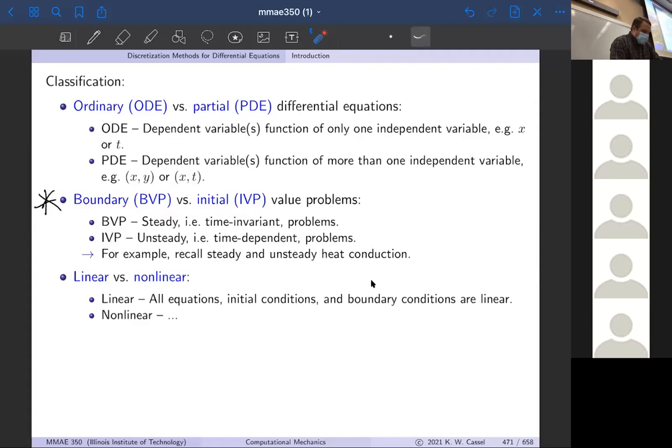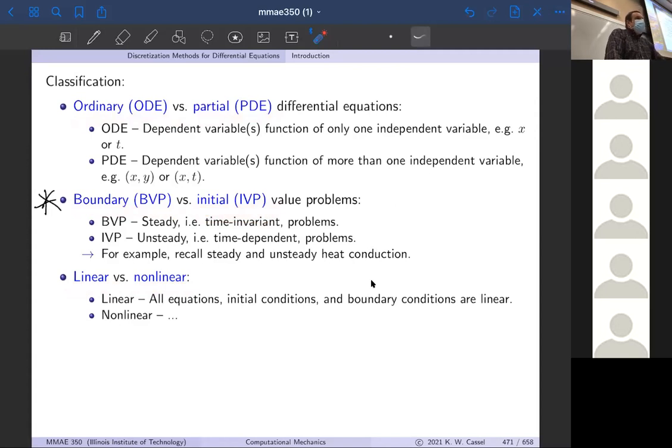Now, if it's a linear versus nonlinear boundary value problem, okay, that'll have some important consequences, but not the most important consequence, which is the basic approach to the solution. Same thing with IVP. You can have linear and nonlinear IVPs. And again, whether it's linear or nonlinear will make a difference, but the basic fundamental approach will be the same as if it's an initial value problem. Same thing with ODEs and PDEs.